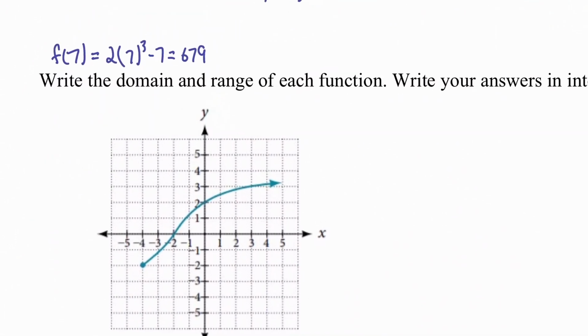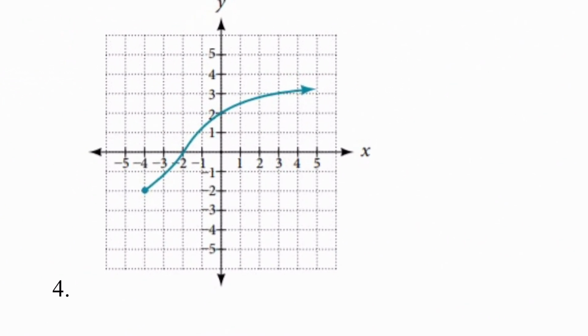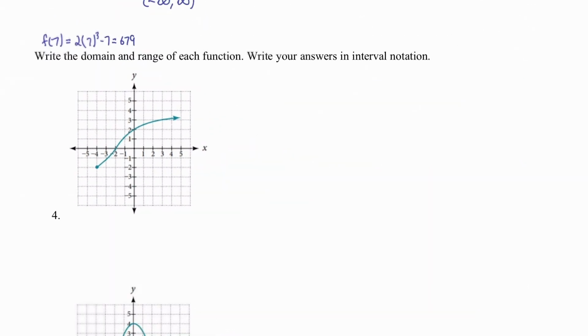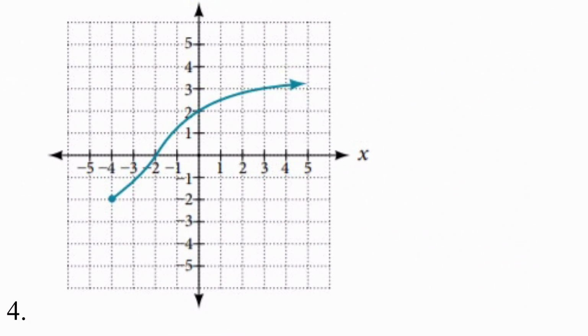This says write the domain and range of each function, write your answers in interval notation. Okay, cool. So this involves a little bit of guesswork, and I apologize a little bit for the blurriness of the image. These could have been done better, but they're good enough. We're zoomed way in. When you're zoomed out, they look fine, and when they're printed on paper, they look fine, actually.